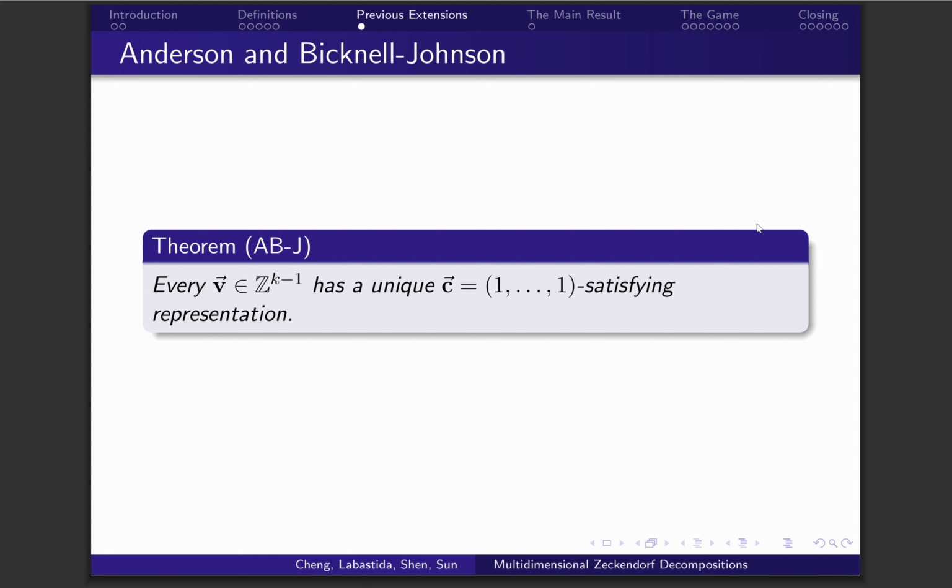With this definition in place, Anderson and Bicknell-Johnson proved the following fundamental result. Every vector v in Z^{k-1} has a unique vector c satisfying representation.